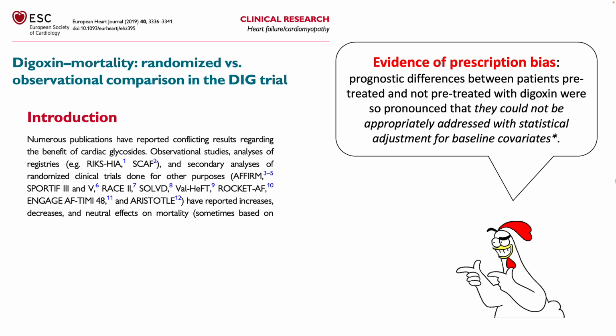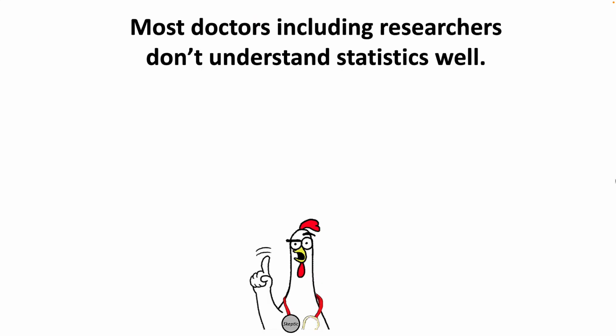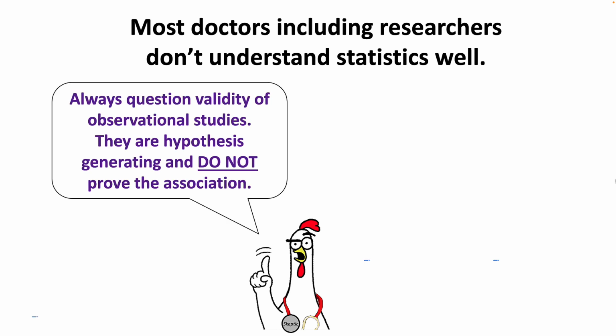When you understand all these studies, you will see the evidence of prescription bias. In these studies, the prognostic difference between patients who are pre-treated and not pre-treated with digoxin was so pronounced that it could not be appropriately addressed with statistical adjustment for baseline covariates. And this is one of the important things that you have to understand: most of the doctors, including researchers, don't understand statistics very well.